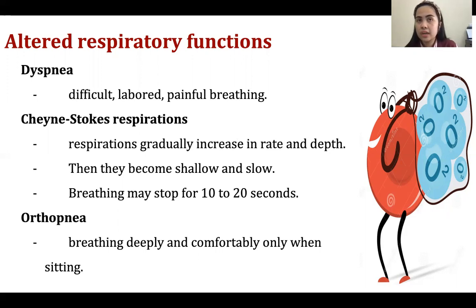You will see dyspnea in a lot of respiratory conditions like tuberculosis, asthma, COPD. We have also Cheyne-Stokes respiration. For Cheyne-Stokes, respirations gradually increase in rate and depth. Then they become shallow and slow. So it means that the breathing is irregular. Then breathing may stop, or there will be an apnea for 10 to 20 seconds.